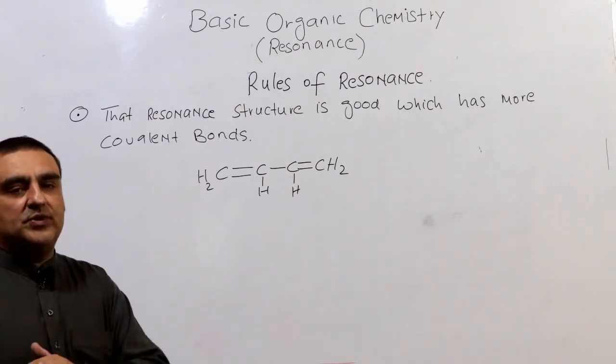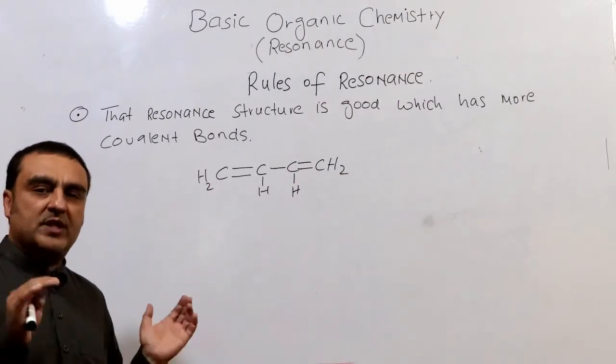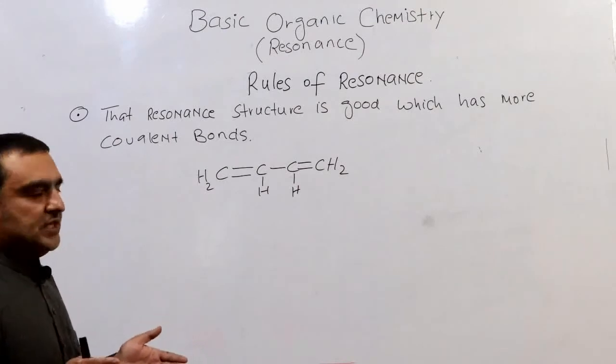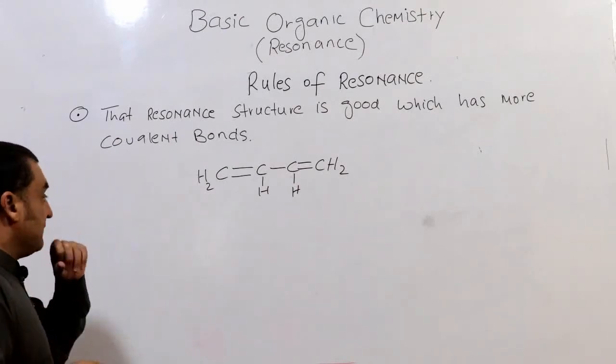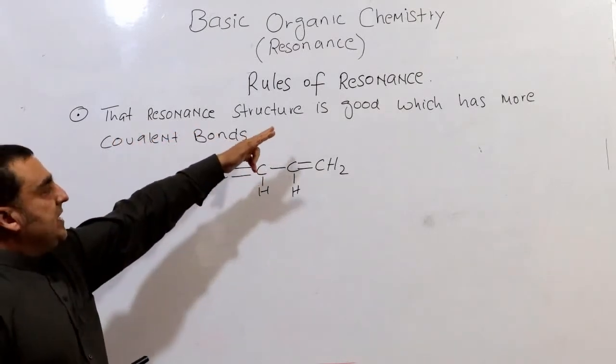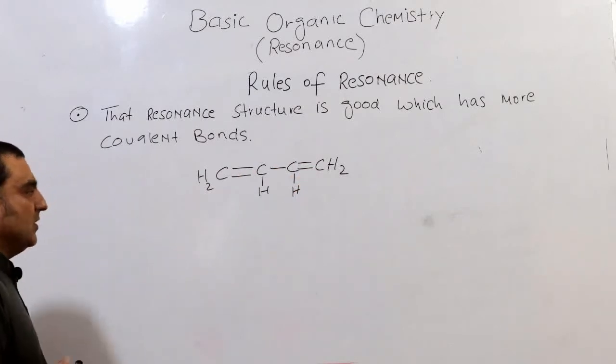So we should not go into studying many rules. Those rules which are very important and very basic, we need to study those. So this rule says that a resonance structure is good if it has more covalent bonds.